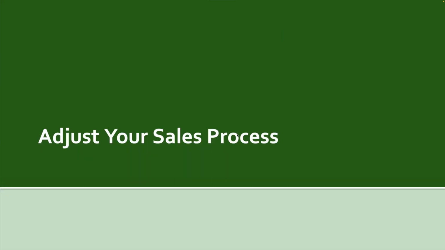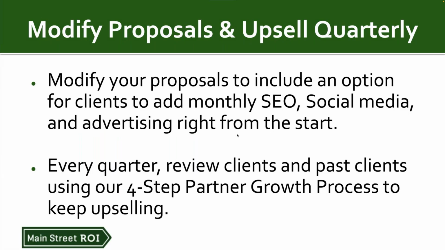Now, the next thing I want to discuss quickly is adjusting your sales process, so modifying your proposals and trying to upsell quarterly. If you're able to modify your proposals to include an option for clients to add monthly SEO, social media, or advertising right from the start, you're able to start that conversation much sooner. Even if the client isn't ready for one of these additional services, you've already started that conversation and it's not new to them. So two, three, four, five months down the line, you're able to start that conversation again and revisit, say, monthly SEO after you've maybe built one of their websites.